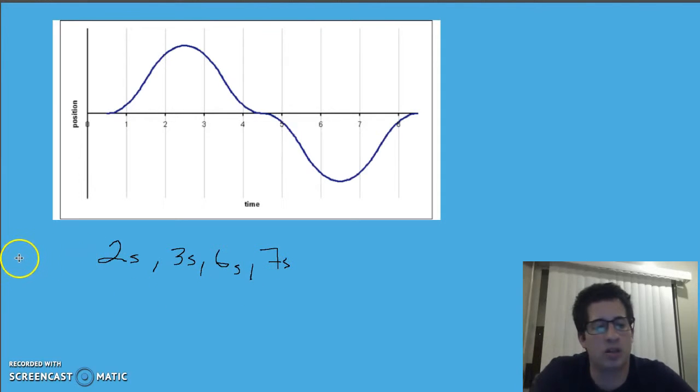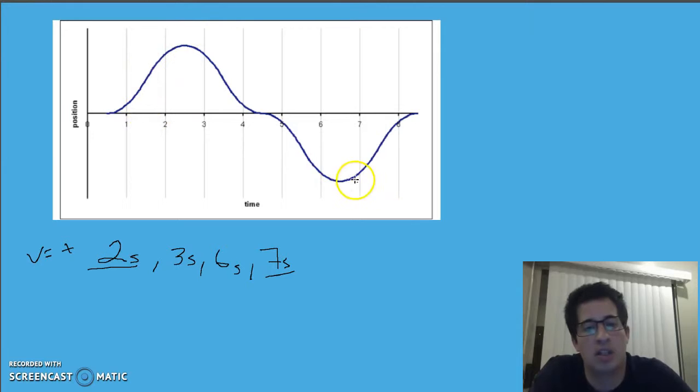So when is velocity positive? There could be more than one right answer here. The answer is 2 seconds, because we have a positive slope right here, and 7 seconds because we have a positive slope right there. You'll notice that at both 3 seconds and 6 seconds, if you were to draw a tangent line, you'd have a negative slope.